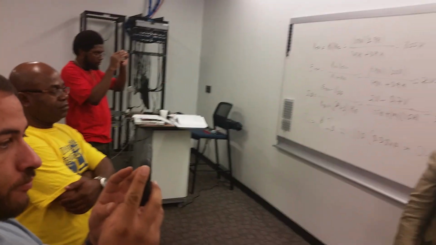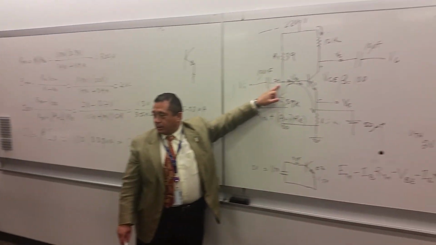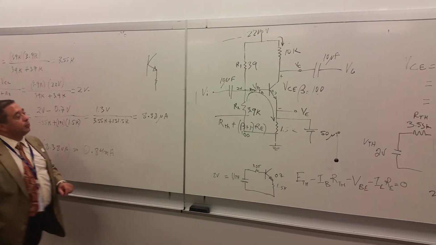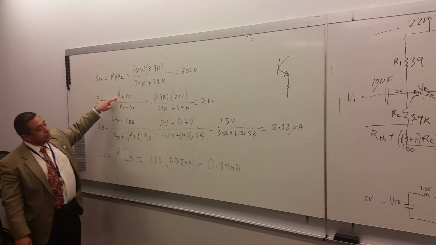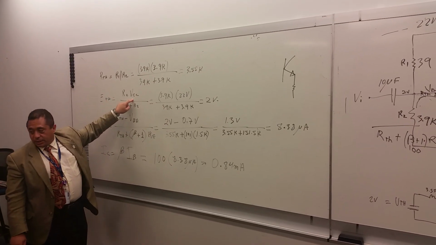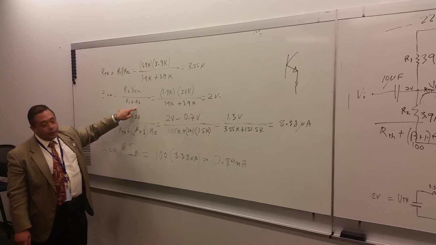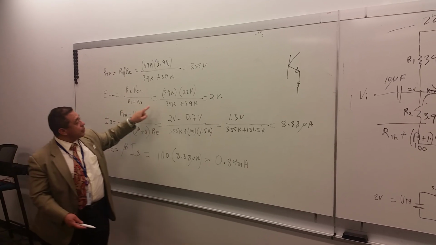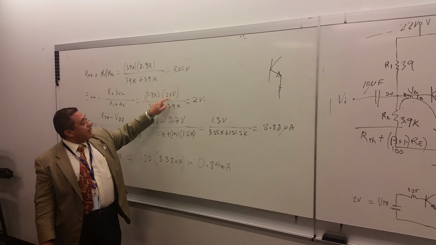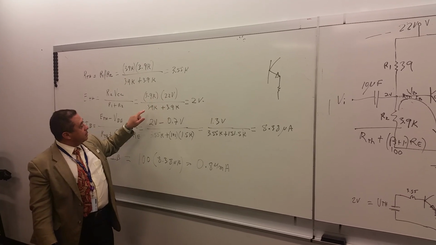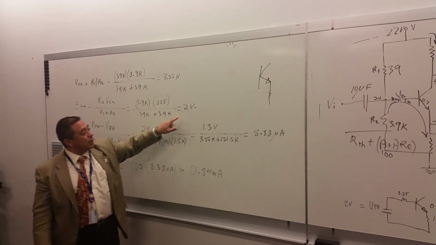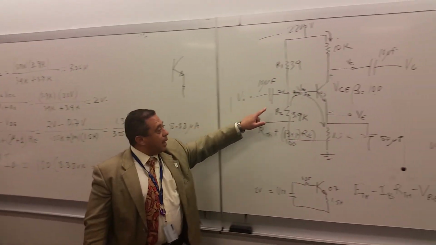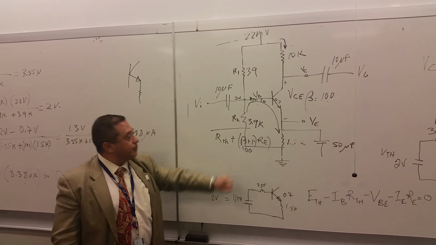Use the voltage divider rule for that point. It's going to be R2 times VCC over R1 plus R2. Substituting the values, it's going to be 3.9 times 22 volts divided by 39 plus 3.9. It's going to give us 2 volts at this point, right?